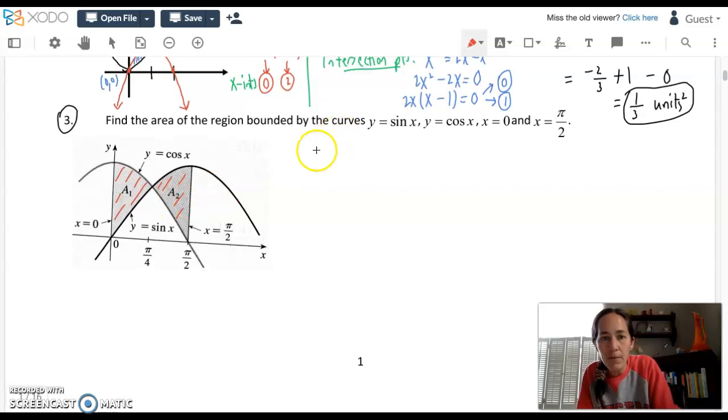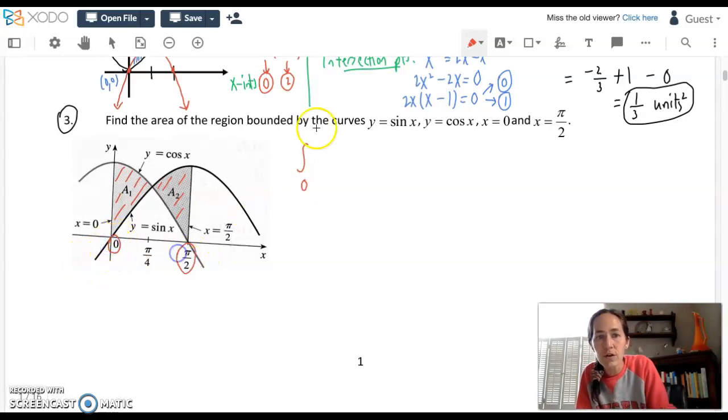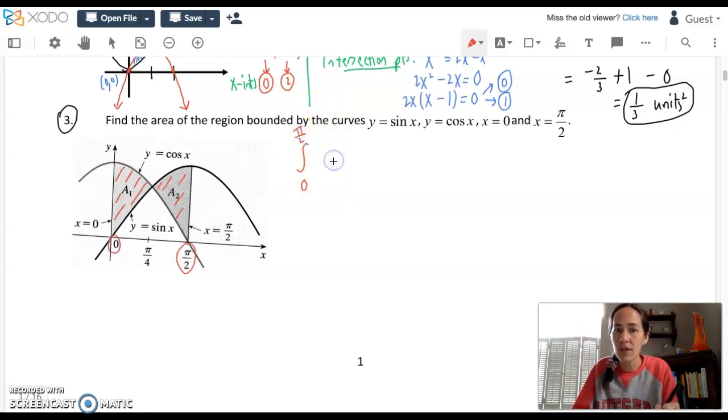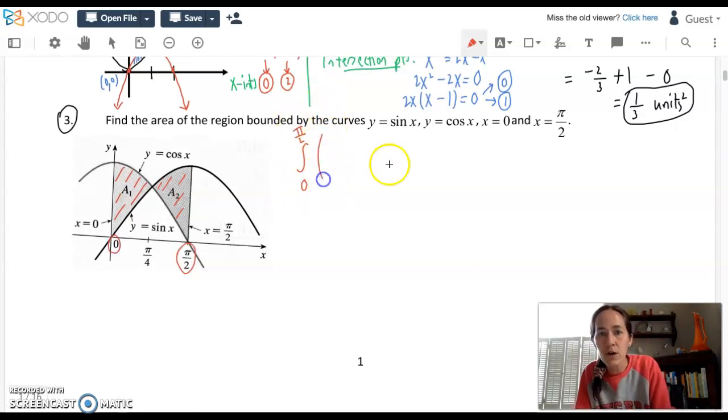There's a little problem with doing this. I'm going to write something that I don't know if we're going to use. Technically, the entire region goes all the way from 0 to pi over 2. So why can't I set up the integral this way? A definite integral from 0 to pi over 2 of top minus bottom, taken with respect to x. What's the problem with that?